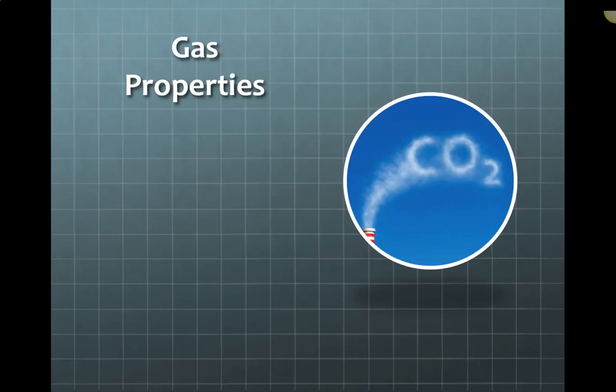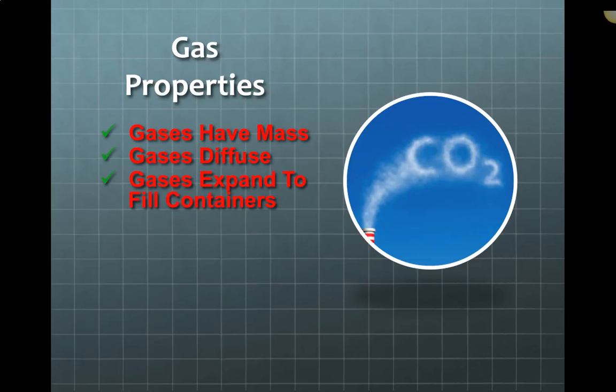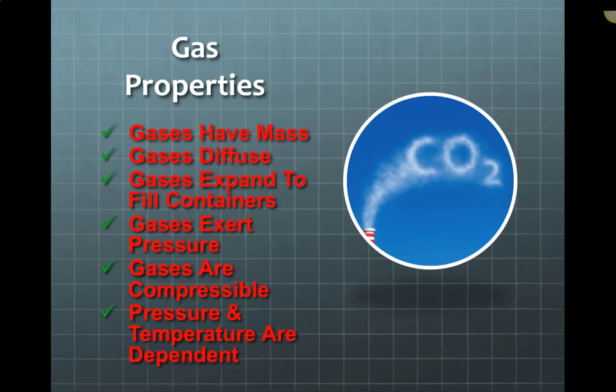Hopefully you have already inferred these properties from our conversations or came with this knowledge, but I think we should look at how gases behave in general. They do have mass. They will diffuse, meaning they will spread and mix evenly in a mixture. They can expand to fill containers. They do exert pressure due to those collisions. They are compressible because the distance between the particles is so large you can push them together and take up less volume. And of course, the behavior of the gas is dependent on pressure and temperature.